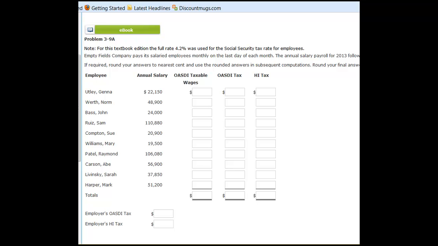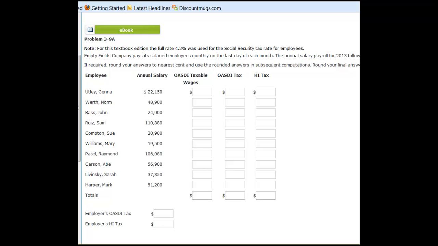Chapter 3, Example 9a says that Empty Fields Company pays its salaried employees monthly on the last day of each month. The annual salary payroll for 2013 is shown on your screen. So we are to compute the following for the payroll of December 31st. We have to decide how much of their paycheck, which is their last paycheck of the year, is subject to OASDI wages, and then we have to calculate the OASDI tax and the HI tax.